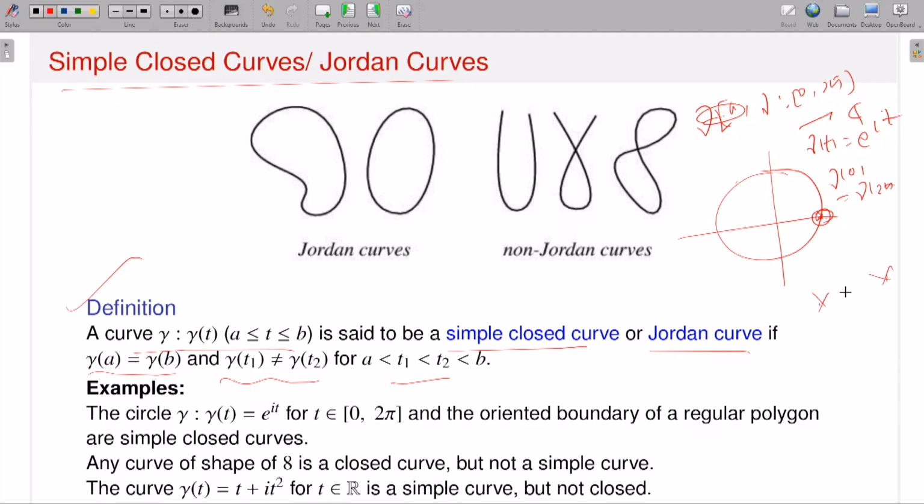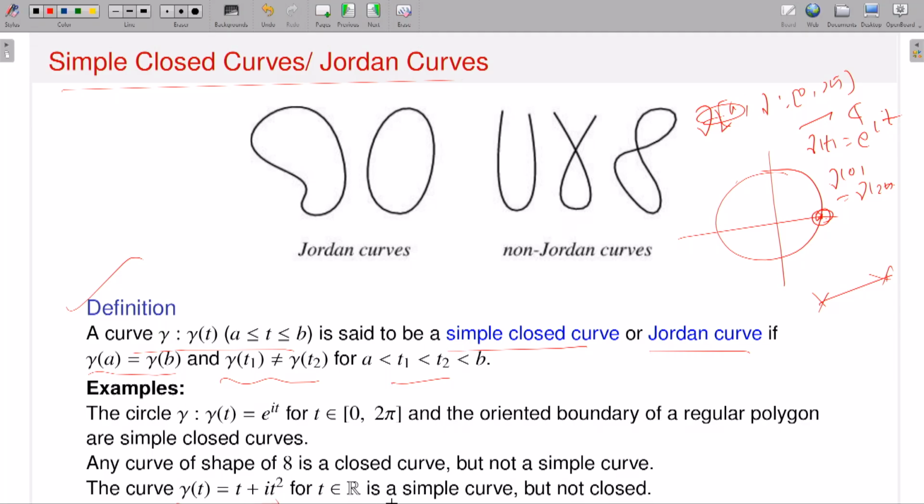A straight line is simple, but it is not closed. Therefore, it is not a Jordan curve. If I have a curve that crosses itself, like a figure 8, it breaks; it is not simple. Therefore, it is not a Jordan curve. This curve gamma t is a simple curve because of this kind of figure, but it is not closed, so it is not a Jordan curve.